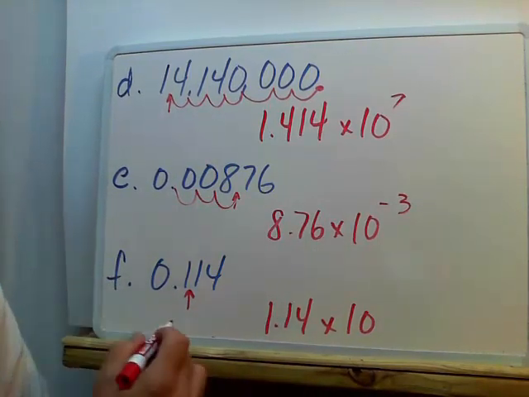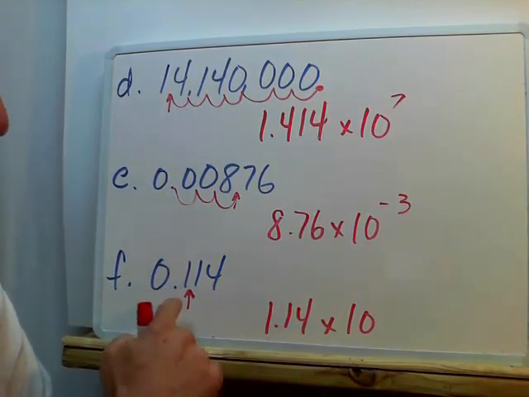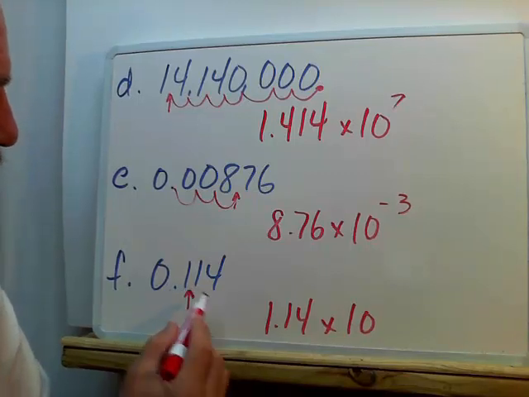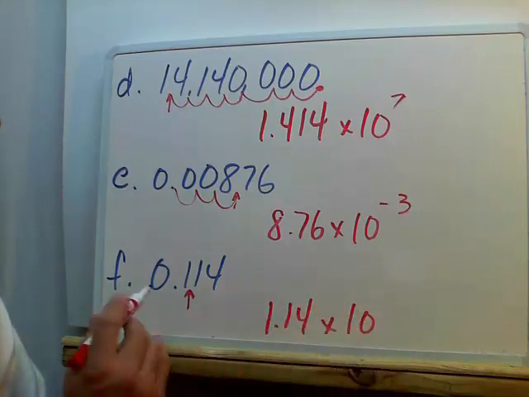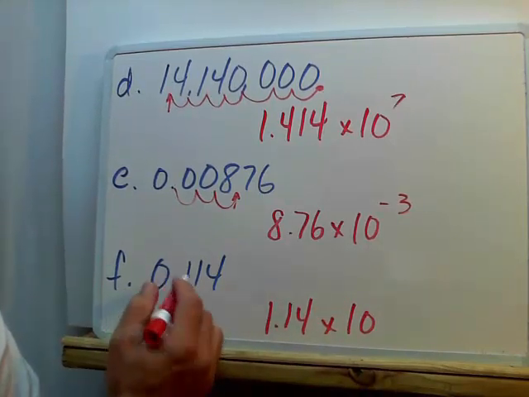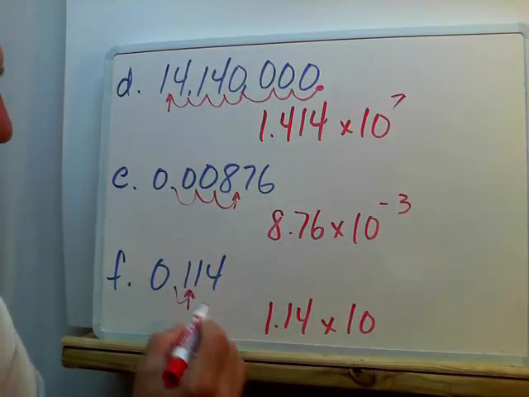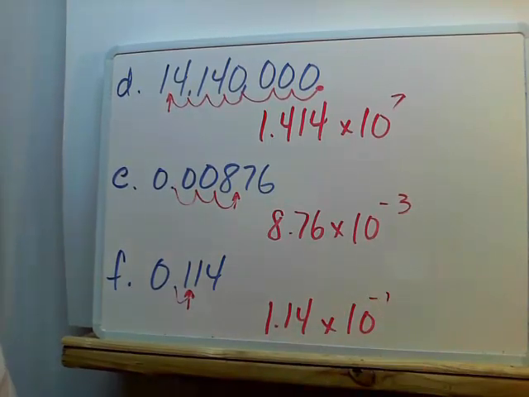Letter F. Right here's where our decimal point is. We only need to move it that little bit to right there. So it's going to be 1.14 times 10 to the what power? Well, is this bigger, small number? Small number. So it is to the negative first. We'll move just one spot.